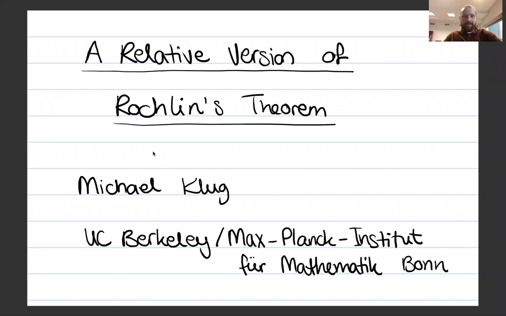So my talk is titled A Relative Version of Rocklin's Theorem. I'll show you which Rocklin's theorem I mean in a moment here. My name is Michael Klug. I'm a final year PhD student at UC-Berkeley and the Max Planck Institute for Mathematik at Bonn in Germany. Rob Kirby is my advisor at Berkeley, and Peter Teichner is my advisor at the Max Planck Institute.